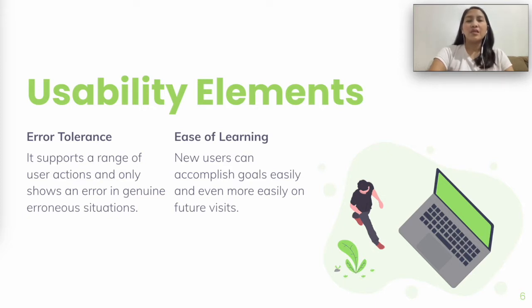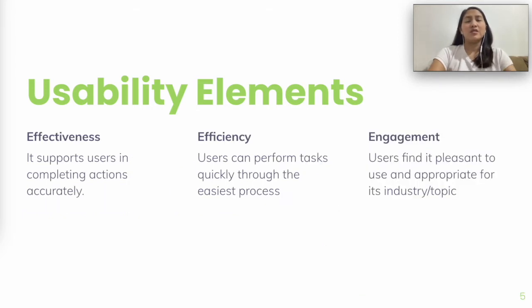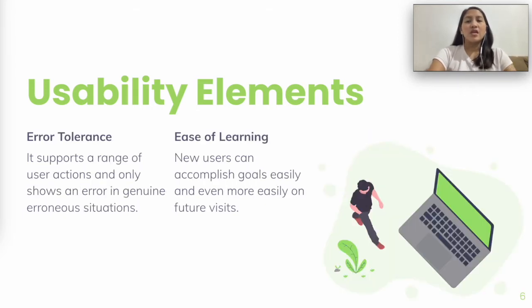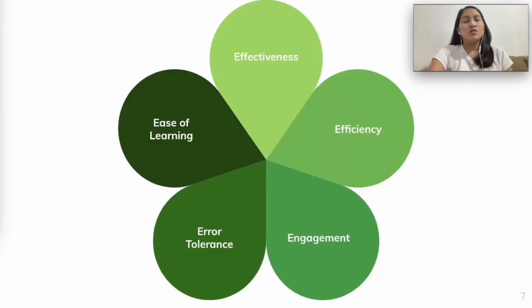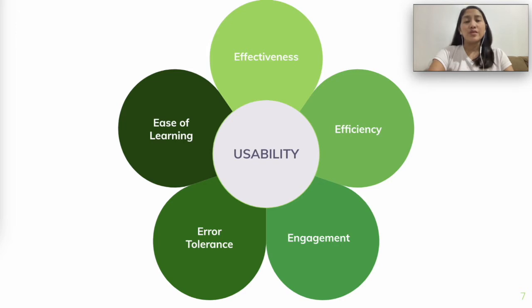And then the fifth element is ease of learning. So here, the new users, if you are a newbie, can accomplish goals easily and even more easily in future visits. Madali niya natututunang gamitin yung system at mas madali pa habang ginagamit niya ito. Parang nagiging natural na lang yung interaction niya dun sa product or dun sa design. So, ito yung 5 usability elements: effectiveness, efficiency, engagement, error tolerance, and ease of learning. So, kapag na-achieve mo itong 5 bagay na to, ma-achieve mo yung tinatawag na usability.